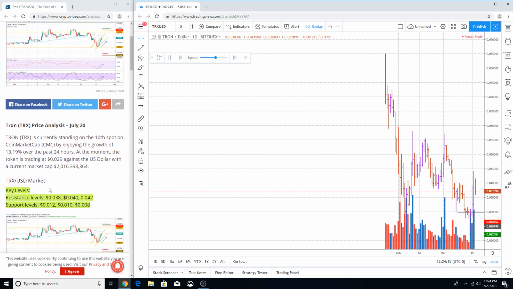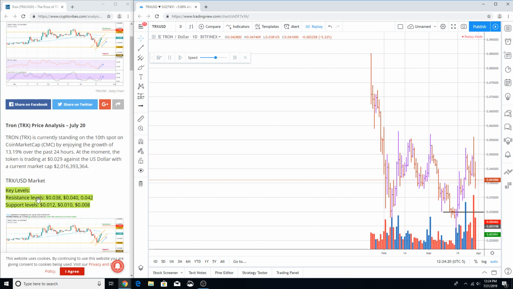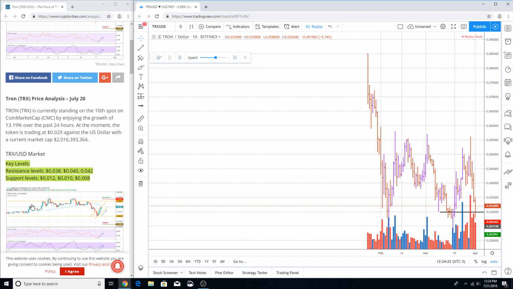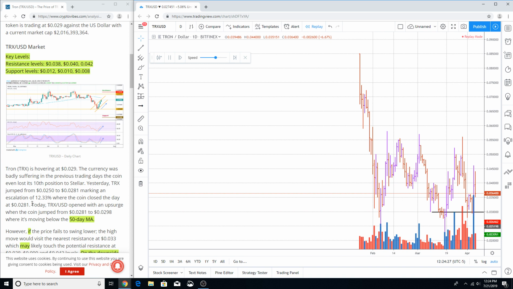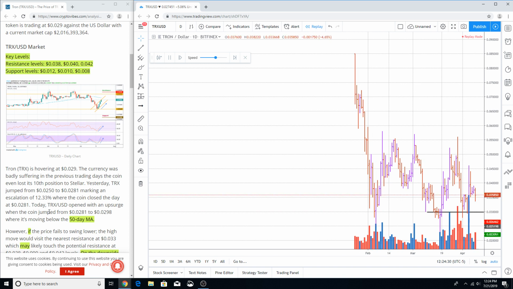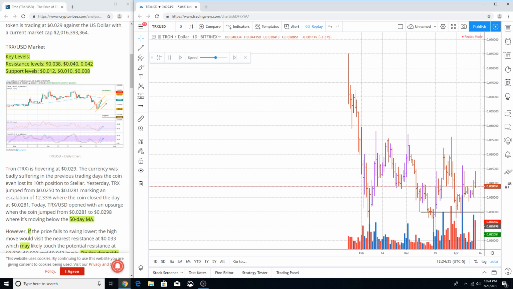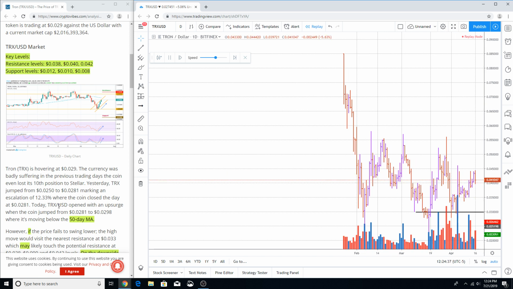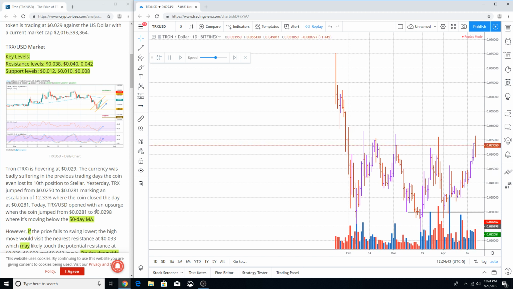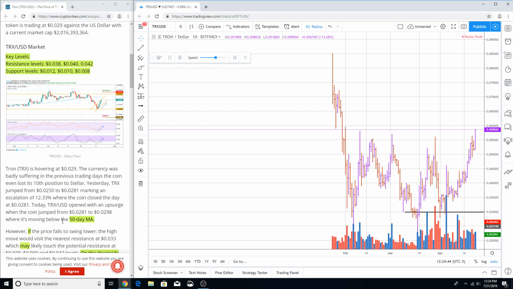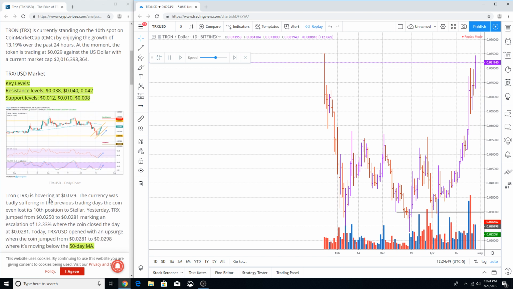Now, he gives you the key levels to watch out for in Tron paired against the dollar, resistance levels as well as support levels, which is understandable. But then he gives you a 50-day moving average. When this article came out, Tron opened with an upsurge when it jumped from 0.0281 to 0.0298, where it's moving below the 50-day moving average right here. That's what he's talking about.